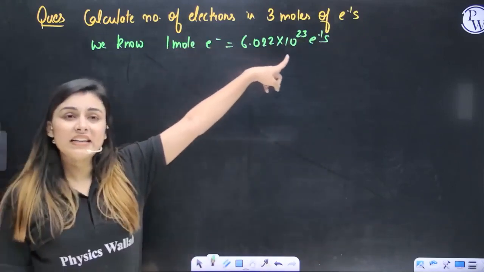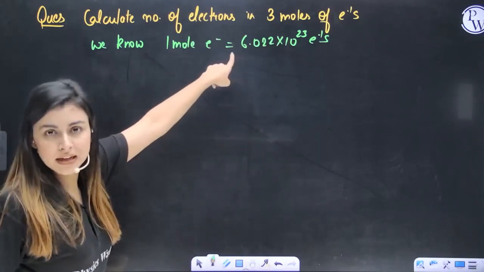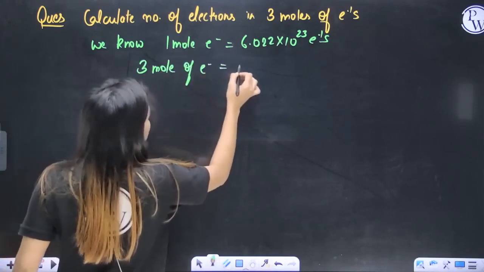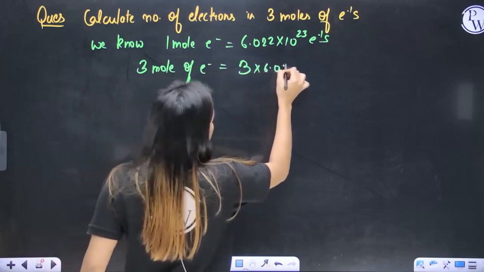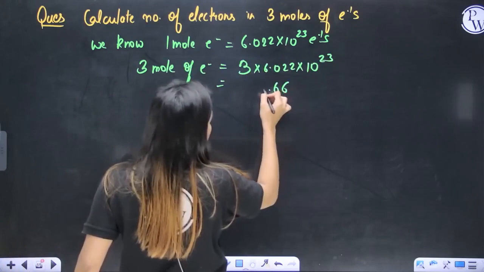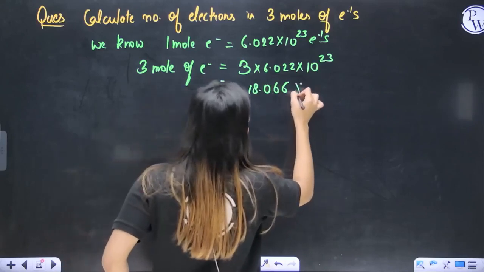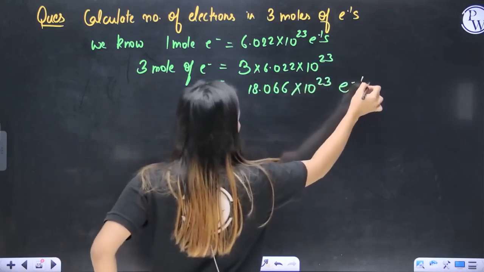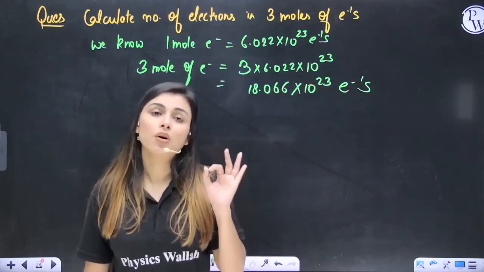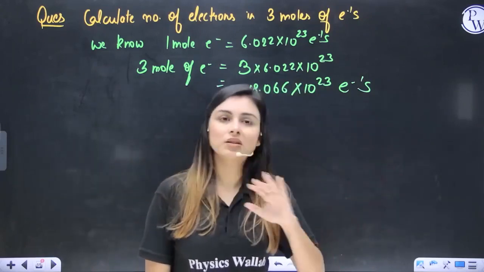Now, you are telling me that you have 3 moles of electrons. So, if 1 mole of electrons has this many electrons, then 3 moles of electrons will be equal to 3 into 6.022 into 10 raised to the power 23, which is 18.066 into 10 raised to the power 23 electrons. So 3 moles of electrons means that I have 18.066 into 10 raised to the power 23 electrons. This is so easy, my dear students. Just relate it to a dozen and you will be crystal clear with the concept.